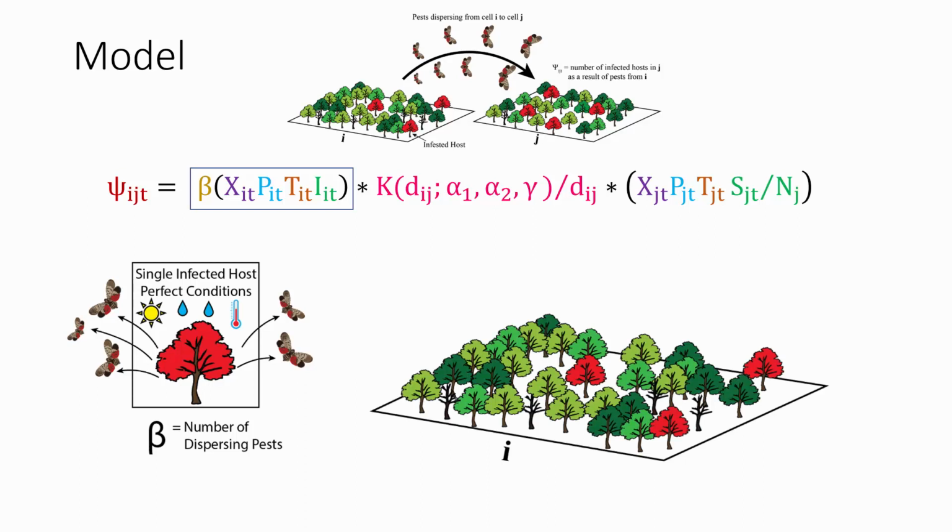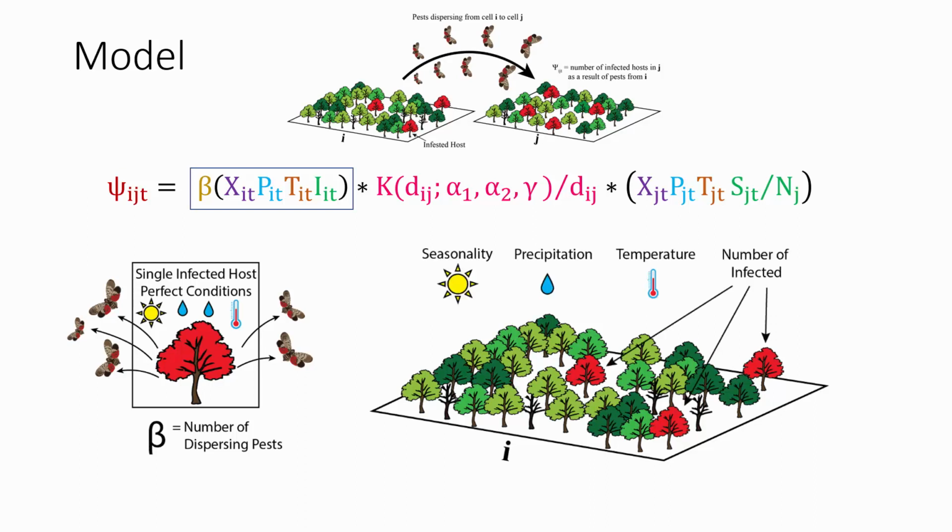Often we have multiple infected hosts. In this case, I'm displaying 3. So we modify beta by our environmental conditions and our number of hosts. This gives the total number of pests leaving cell I.